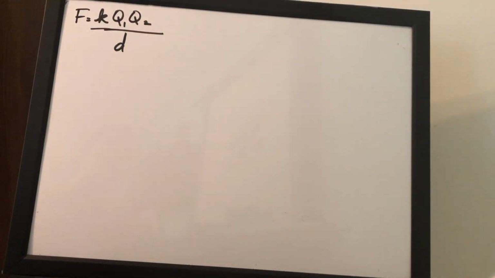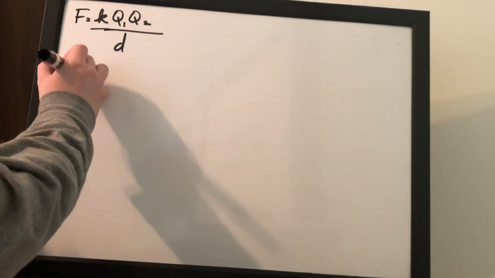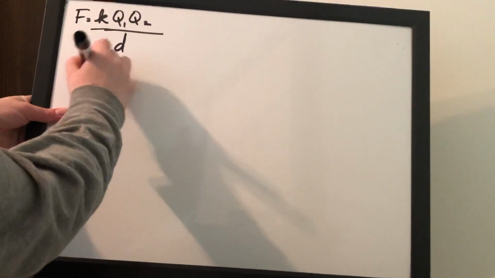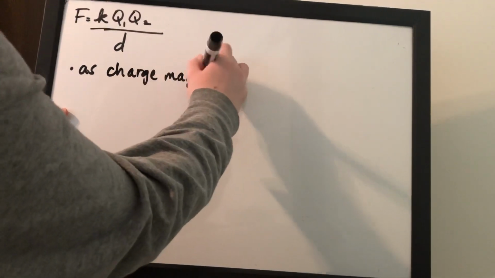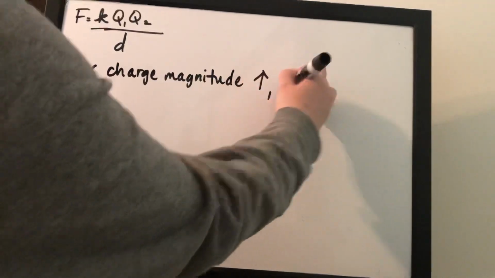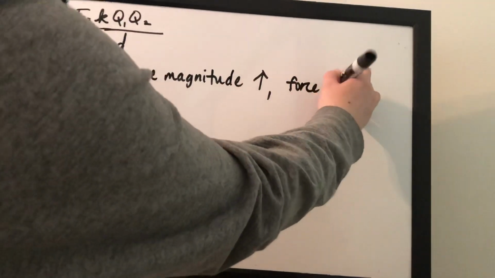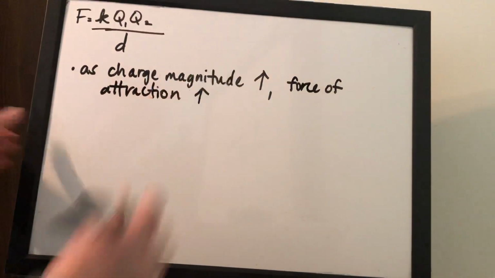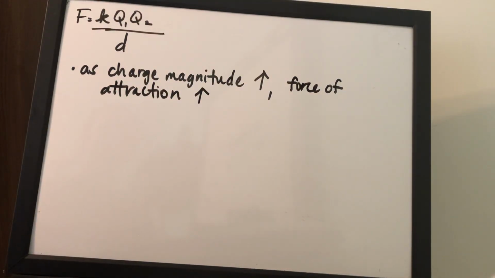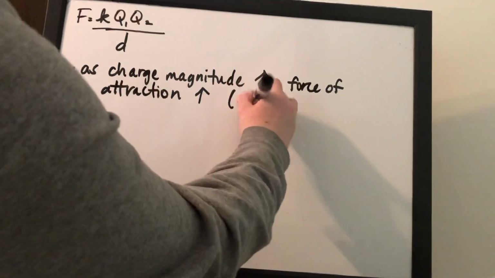So that's a directly proportional relationship: as the charge magnitude increases, the force of attraction also increases, or you could say the opposite. That's our first point. So as charge magnitude increases, force of attraction increases. And also we could say as charge magnitude decreases, the force of attraction decreases. I'm just going to write "and vice versa."